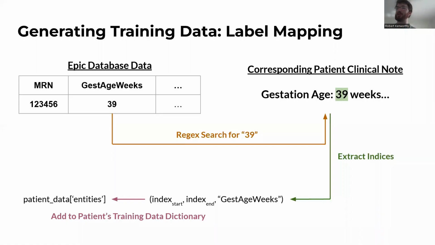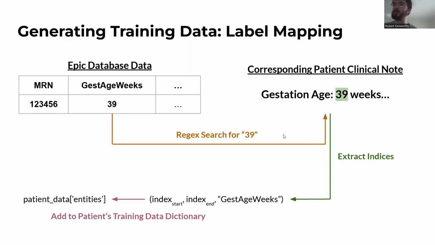So we have 2 ways of taking the data that we're given and actually putting it in a form that's useful for us in training. The first way is using our database data and looking for specific points for a patient and trying to find those points within a clinical note. For example, here we have 39, so we look through the note for that. We can then extract the indices and put it in a form that's usable for us in training.